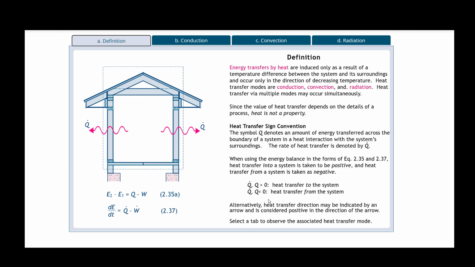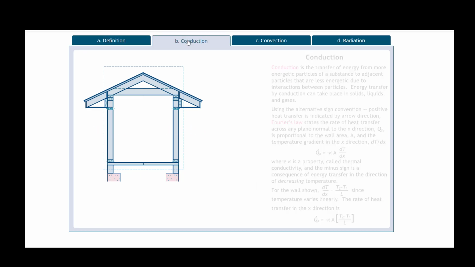Okay, and then alternatively, heat transfer direction may be indicated by an arrow that is considered positive in the direction of the arrow. Right? So if it's going out here, it's positive out. So you see Q is moving in, and it can denote both of those. Okay, so let's look at conduction.